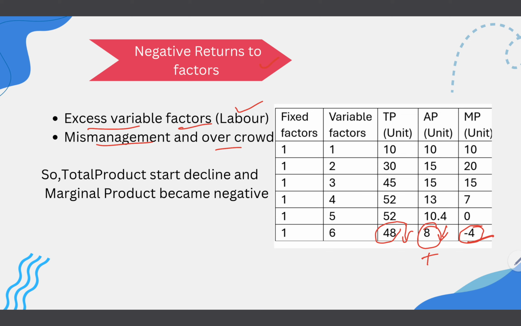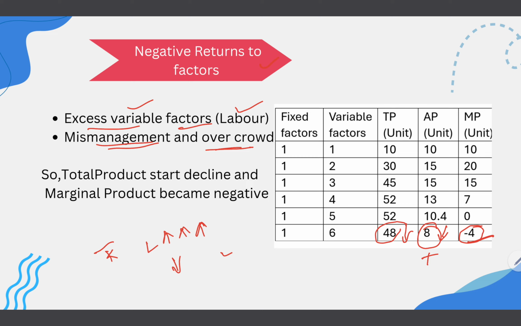We know already that we have some fixed factor. So if we increase only the variable factor again and again, we get negative returns, and the efficiency of the variable factor also decreases. We observe that in the first and second stages efficiency increases, which causes our output to increase. But in the third stage, mismanagement, overcrowding, and excess variable factor happen. That's why the efficiency of the variable factor, that is labor, decreases, and we get poor coordination.